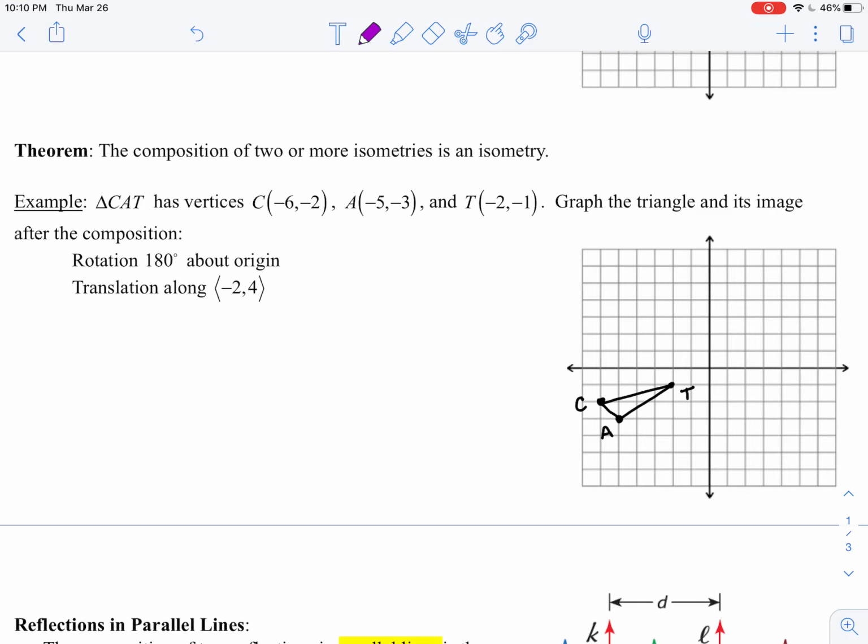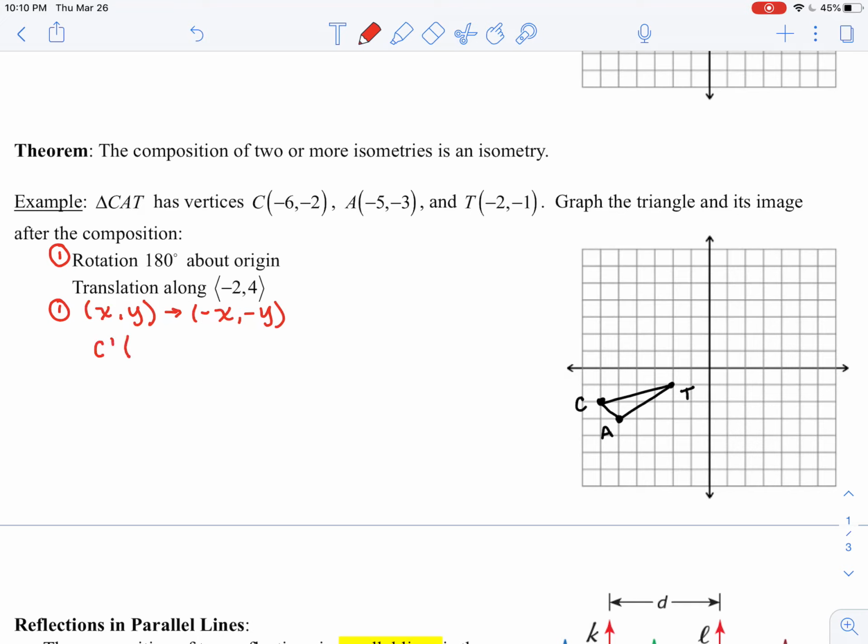Triangle CAT has the given vertices. Graph the triangle and its image after a composition of, first, a rotation 180 degrees about the origin, and then a translation along the vector <-2, 4>. So if we take triangle CAT and we rotate it 180 around the origin, remember from before, that takes each of our points (x, y) and changes their signs, (-x, -y).